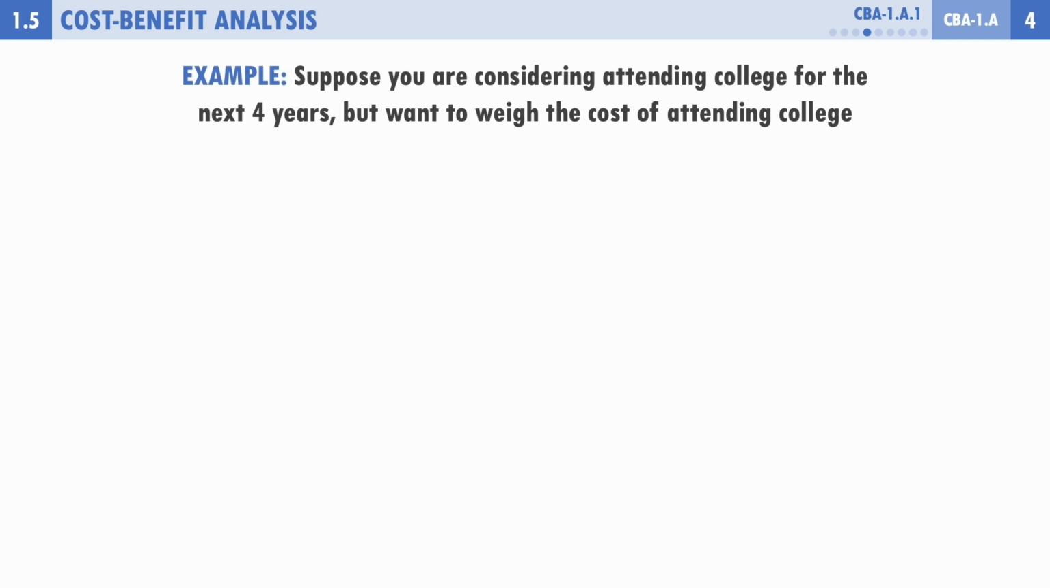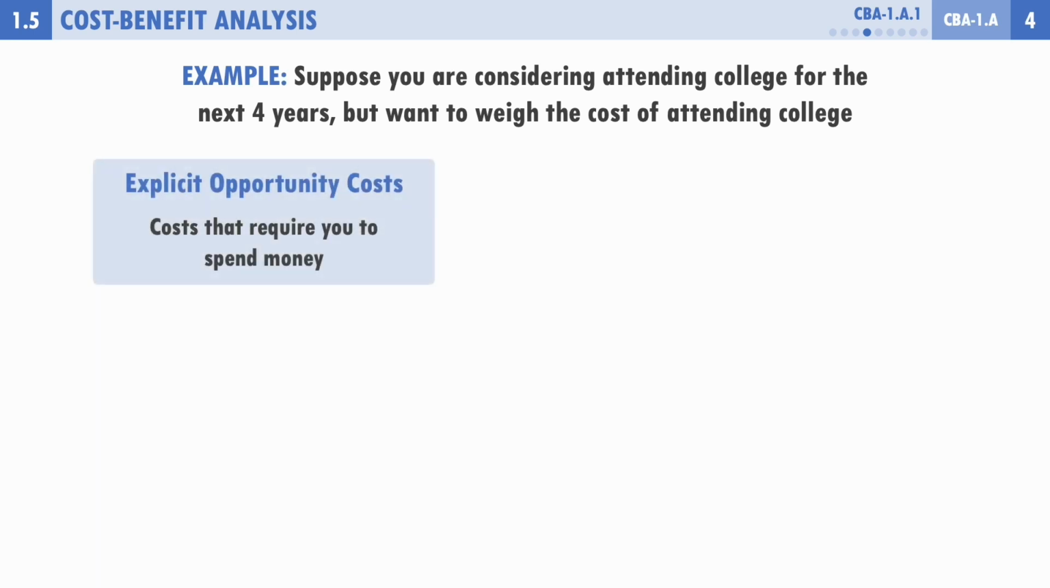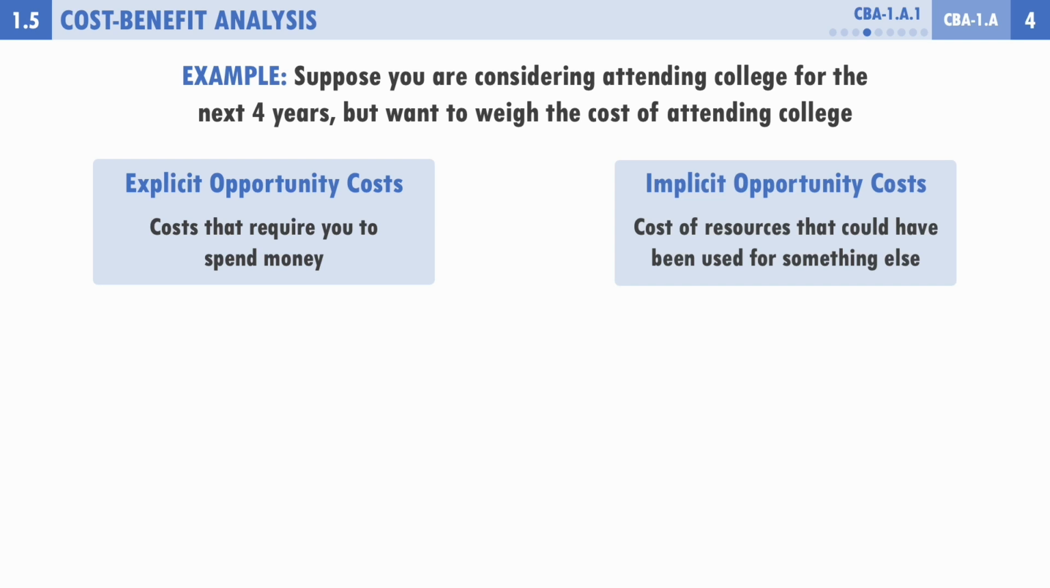Another example we can look at with this is thinking about college, right? If you think about going to college over the next 4 years, one thing that you often do is weigh the cost of attending college. But once again, we have explicit opportunity costs there and implicit opportunity costs.